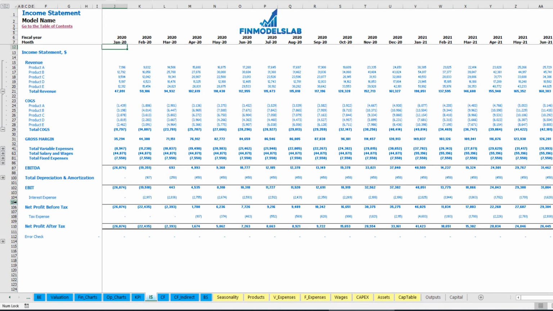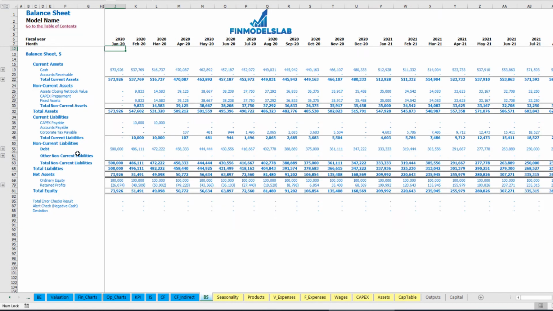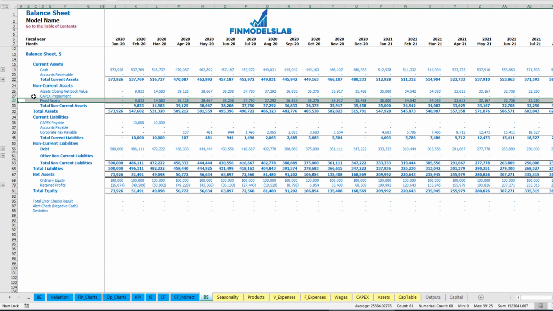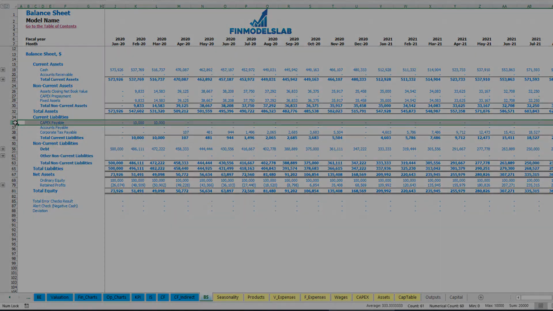The total amount of depreciation you may find in income statement. On the cash flow you may find cash flow from investing activities for these assets, and on the balance sheet you may find fixed assets amount under non-current assets and CAPEX prepayment and CAPEX payables as well.